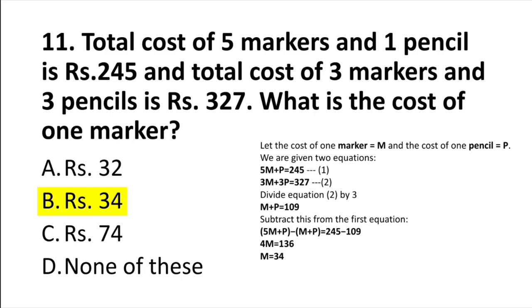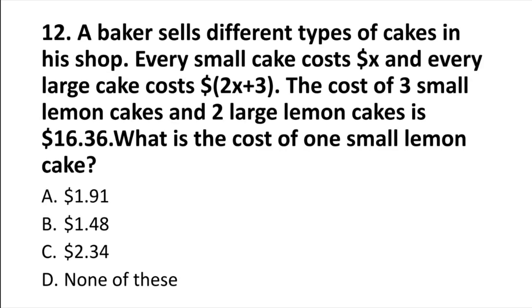From equation 2 we can divide the equation by 3. So we get M plus P equals 109, and substituting these values in equation 1, after subtracting both of these equations we got M's value as 34, so option B is correct.